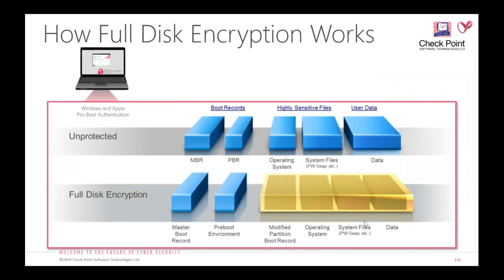So we all know how full disk encryption works. In full disk encryption, there will be an MBR, the master boot record, where we will have the image, the checkpoint image and everything. This modified partition boot record has the Check Point pre-boot FDE, a Check Point FTE image.